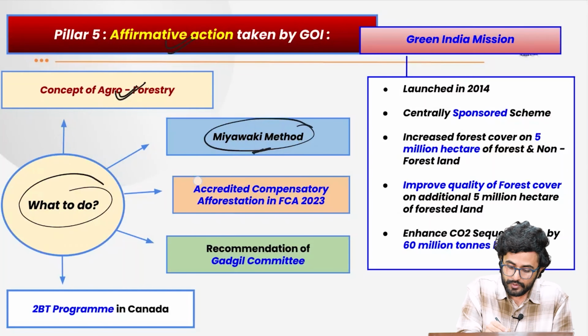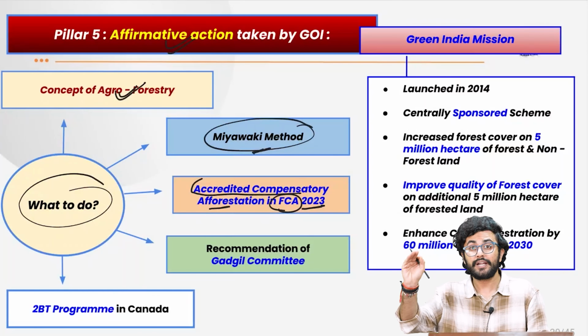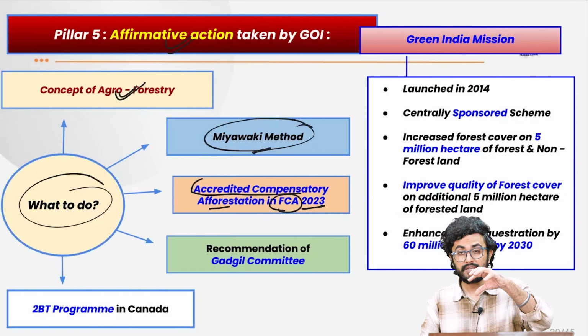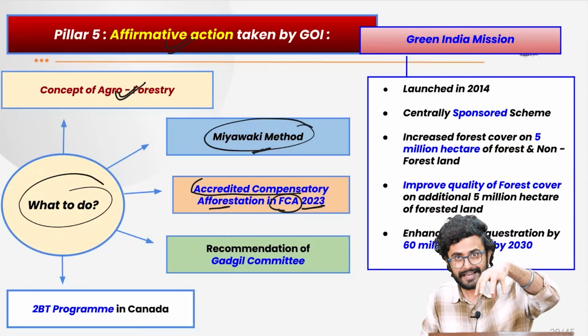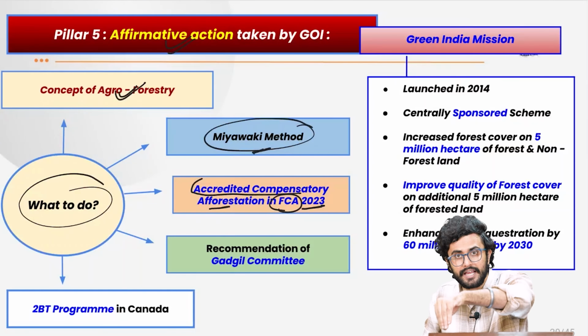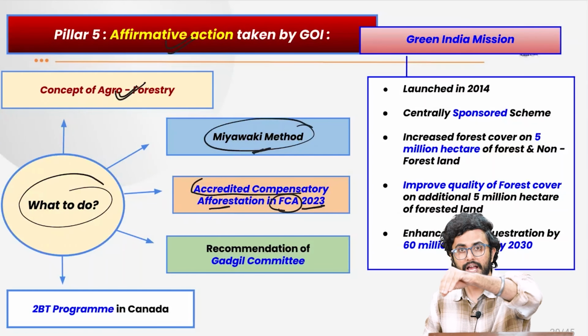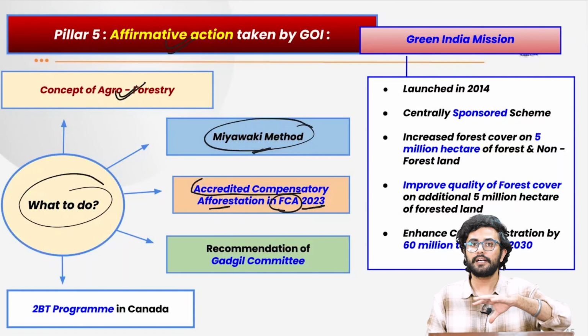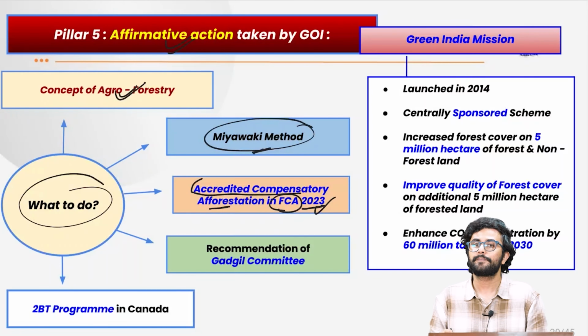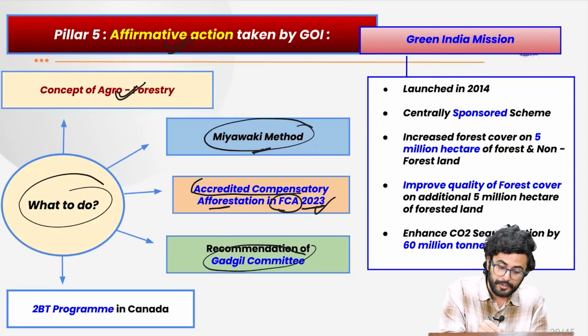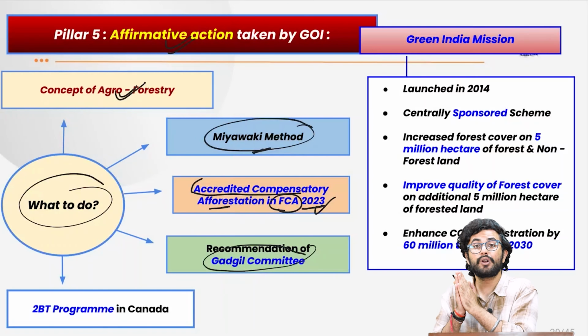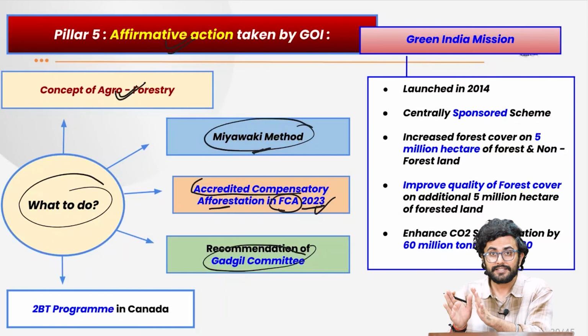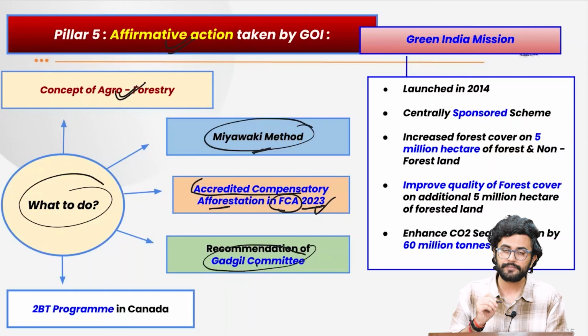Then we can also use the accredited compensatory afforestation in the Forest Conservation Act of 2023, where, for example, if there is a very important natural reserve in a particular area of Kerala, then the same amount of land shall be at least cultivated with forest in some other part of Kerala. So that will create a kind of balance. The recommendation of the Gadgil committee to declare some very important eco-fragile zones as eco-sensitive zones shall be implemented.